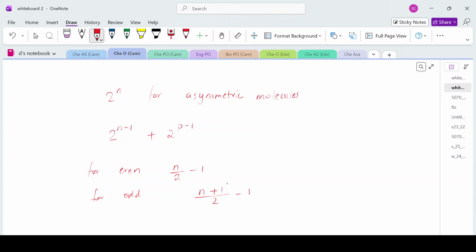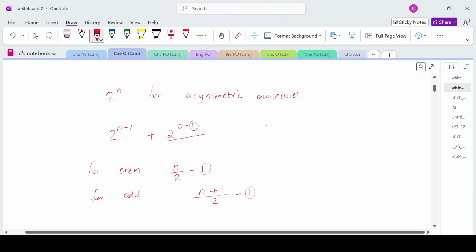তার মানে হচ্ছে একটু মাথায় রাখতে হবে এই minus 1টা, এটা আলাদা না. So basically 2 to the power p minus 1, যদি even হয় তাহলে n by 2 minus 1. আমি একটা এক্সাম্পল দিয়ে বুঝাই.